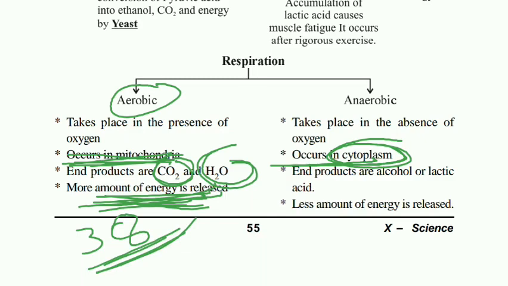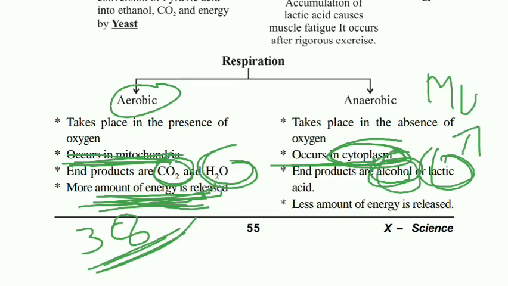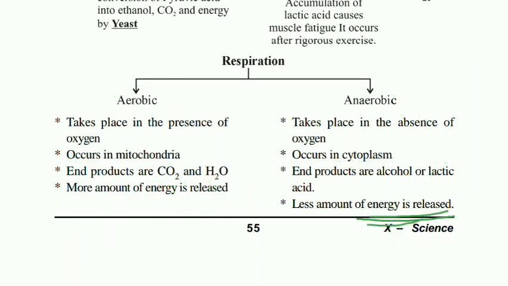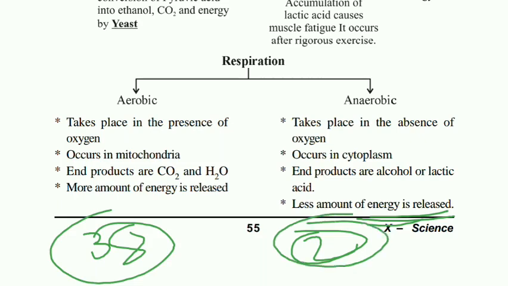But in anaerobic respiration, the end products are either alcohol or lactic acid. Lactic acid is basically formed in our muscles when we do complex exercises, and alcohol is formed in yeast. Yeast is a fungus which carries out fermentation, and the process is known as anaerobic respiration. Alcohol is formed, but the release of energy is very low, here 2 ATP. So in this process, 38 ATP in aerobic respiration and 2 ATP in anaerobic respiration.